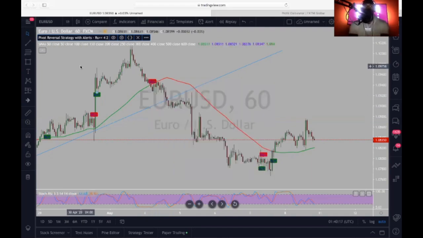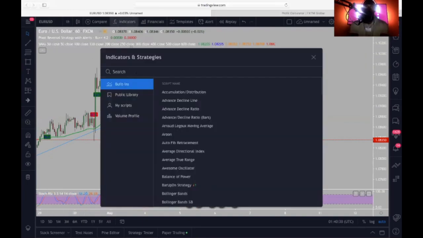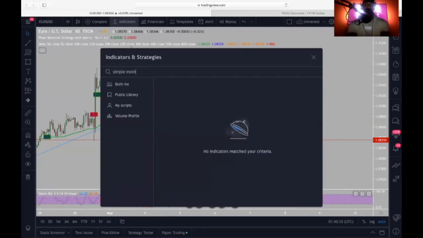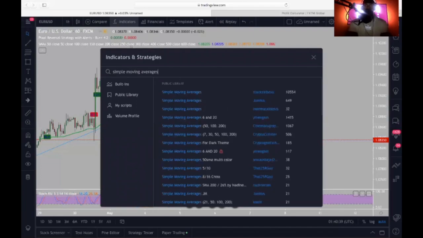Next, we want to go to our SMA, our simple moving average, our 50 SMA. To add that, we're going to do the same as before. We're going to go up here to indicators. We're going to search simple moving averages. I don't know how it's going to pop up when you search it, but it's the top one on mine.